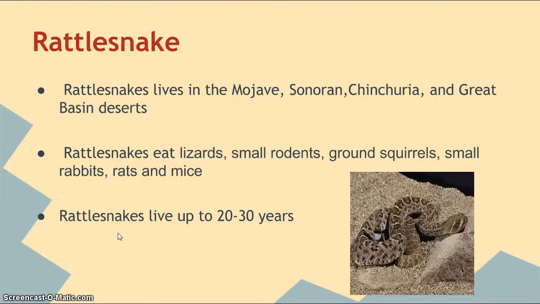Here we have our rattlesnake. The rattlesnake is able to detect objects 40 feet away, and they're also born poisonous, so I don't suggest touching those.